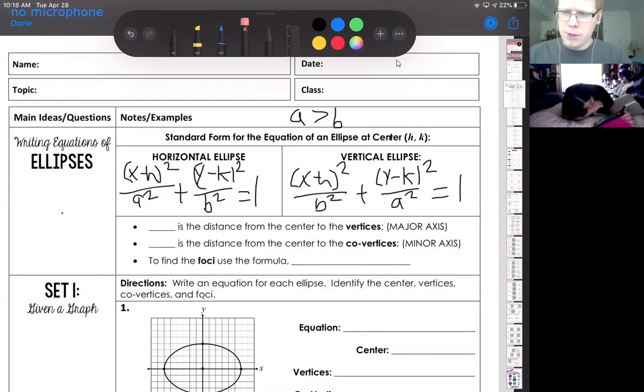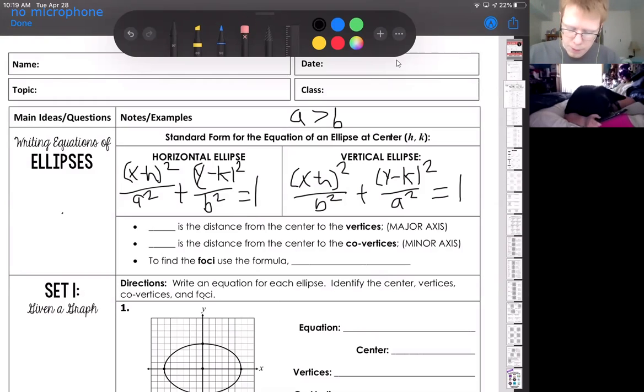If you look at these notes, I already wrote out the horizontal ellipse and vertical ellipse formulas from yesterday, but just recall your a is always bigger than your b. So if your denominator under the x part is bigger, you're going to have an ellipse that's wider, or horizontal, wider than it is tall. If your bigger denominator is under your y part, you're going to have a vertical ellipse, where it's taller than it is wide.